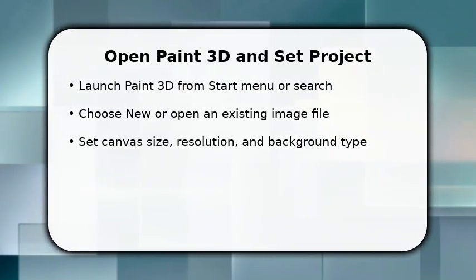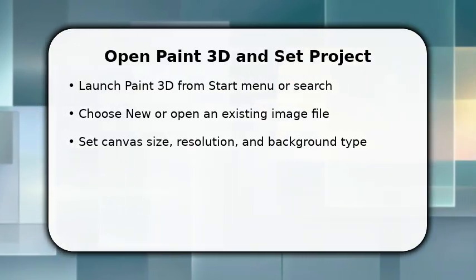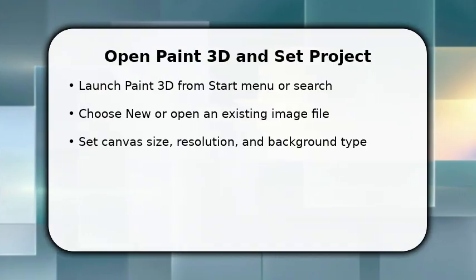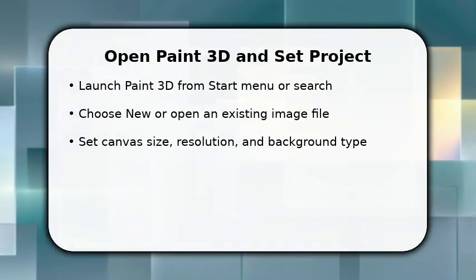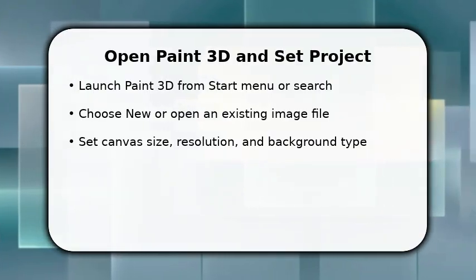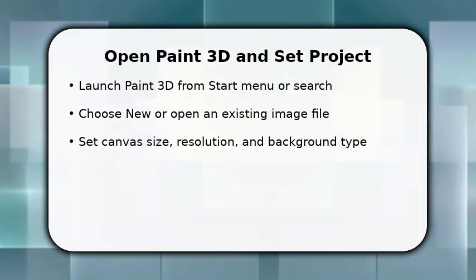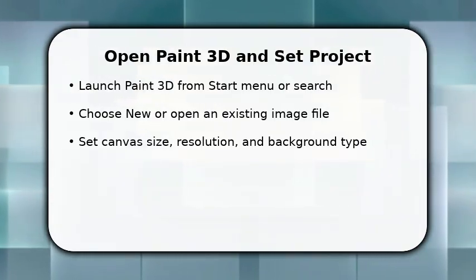Next, set the canvas size and resolution so your output matches the target use, for example 1920 x 1080 for screen. Make sure the background type, transparent or filled, is decided now. It affects later export and layering. Once done, save a backup copy to avoid losing progress as you add 3D elements.